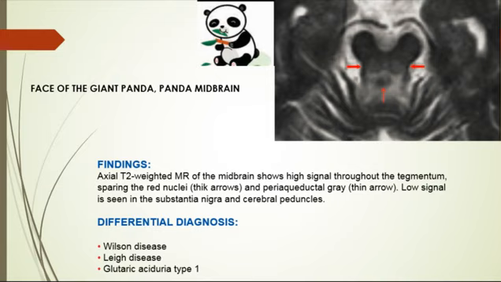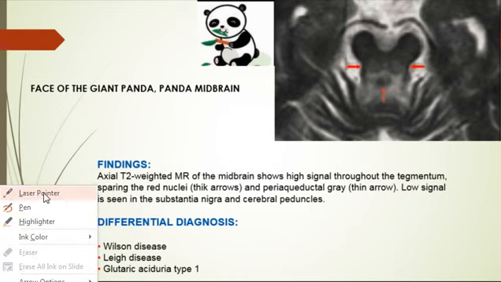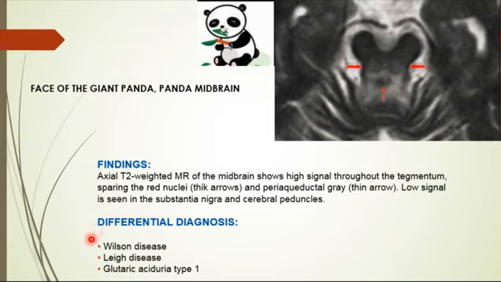An axial T2 MR of the midbrain shows high signal throughout the tegmentum, sparing the red nuclei and periaqueductal gray matter. Low signal is seen in the substantia nigra and cerebellar peduncles. So the differential diagnosis will be either Wilson disease, Leigh disease, or glutaric aciduria type 1.